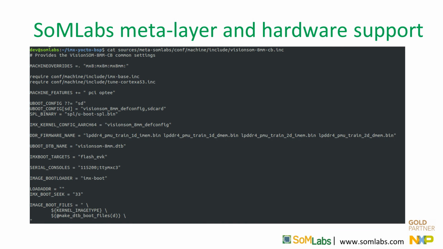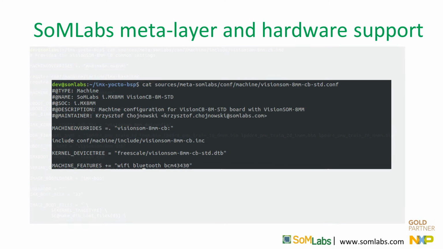The machine definitions are located in the conf/machine and conf/machine/include directories. Files are divided due to the hierarchical structure and the possibility of including files common for individual models. The file in the include directory describes, among others, architecture, CPU type, memory, and bootloader configuration. In the visionsom-8mm-cbstd.conf file, we also have a definition of the device tree file defined for the kernel. In the machine configuration, we can also add additional packages for installation, for example with support for wireless modems.